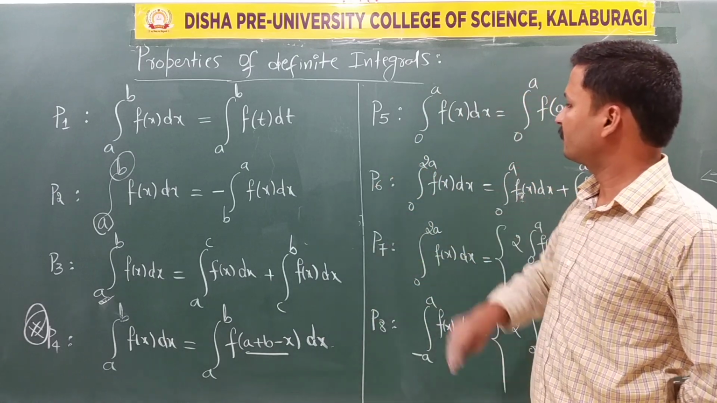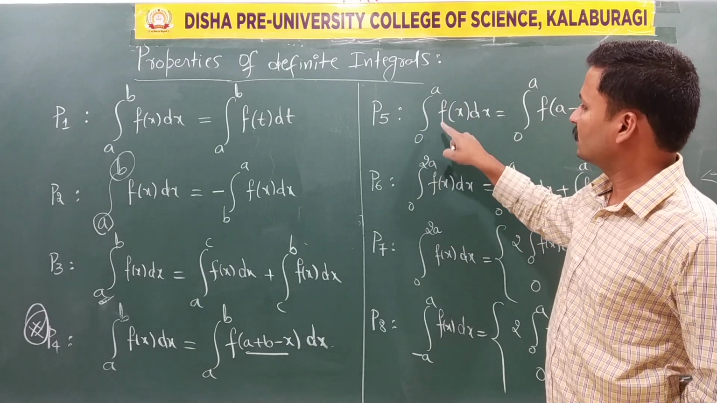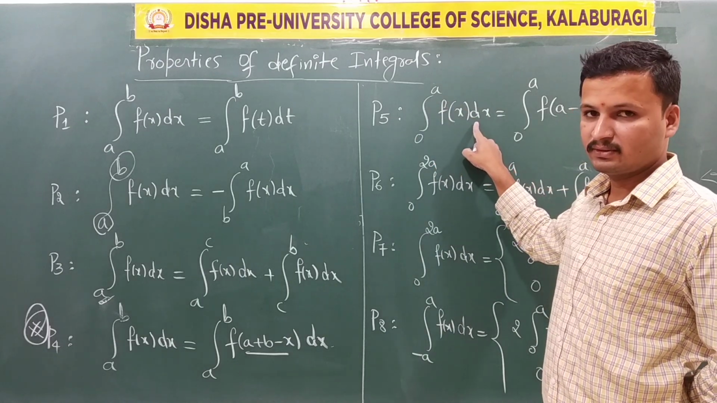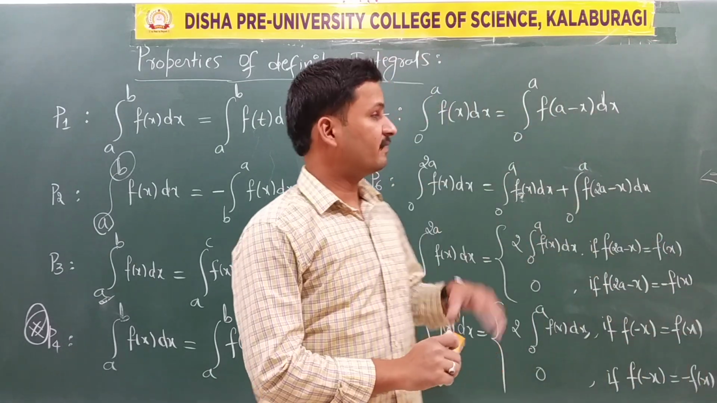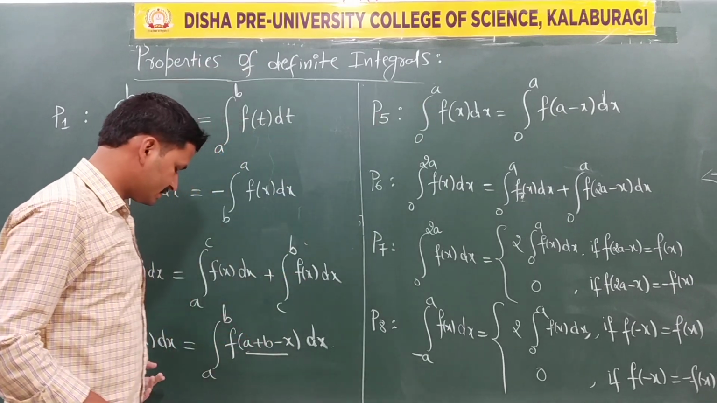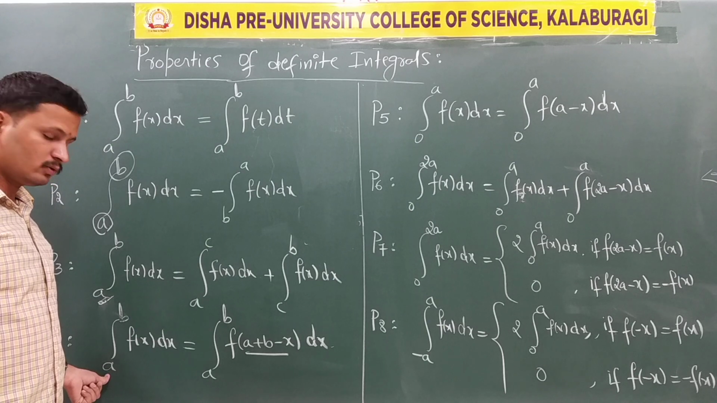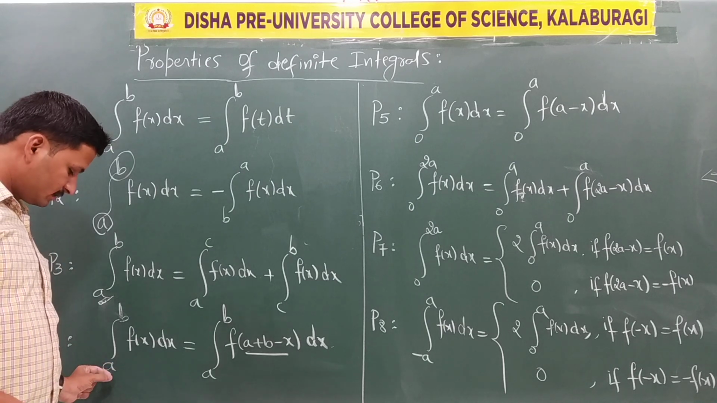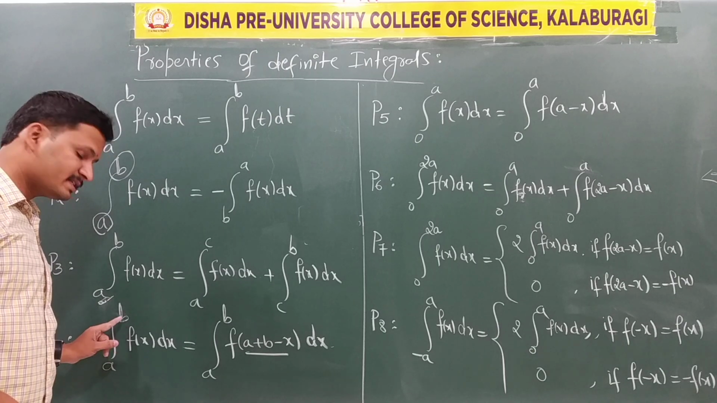Next, property number 5. Integration from 0 to a f of x dx is equal to integration from 0 to a f of a minus x dx. Property number 5 is a particular case of property number 4. That means, in property number 4, take a equal to 0 and b equal to a.